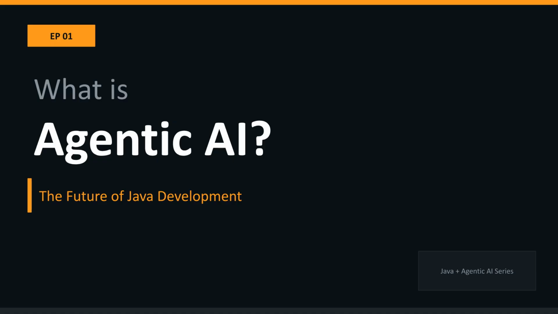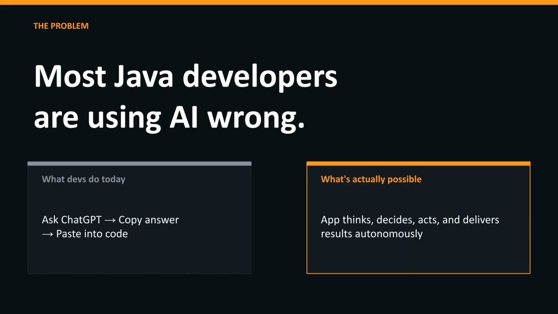developer. What if your Java application could think through a problem step by step, decide on its own what actions to take, call real APIs, read files, search the web, and deliver a final result, all without you writing a single if-else statement for it? That is what Agentic AI is. And in this series, you are going to build exactly that, in Java, from scratch. Welcome. By the end of this video, you will understand what an AI agent actually is, why it is different from a regular chatbot, and why Java developers specifically are sitting on a massive opportunity right now.